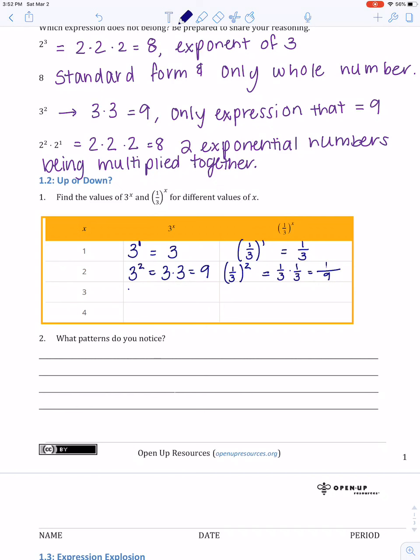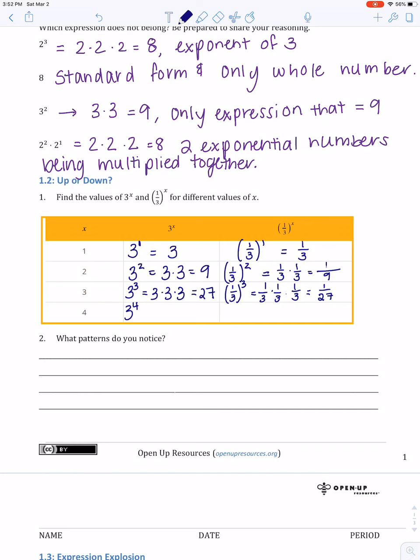And if we keep going, we'll have 3 to the third power, which equals 3 times 3 times 3. And we know that 3 times 3 is 9, times another group of 3 would be 27. Now, I'm hoping that you guys start to see a pattern here, because if I do 1/3 times 1/3 times 1/3, my numerators are going to keep on multiplying to being 1, and I already know what 3 to the third power is from the previous row, so I know that this is 1/27.